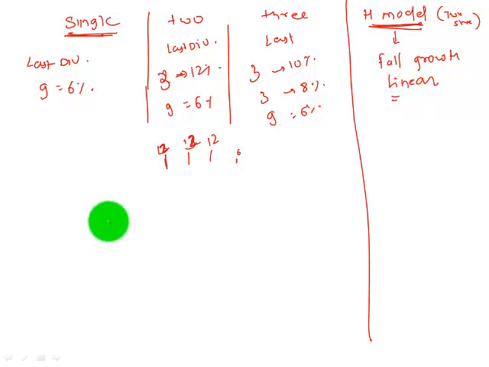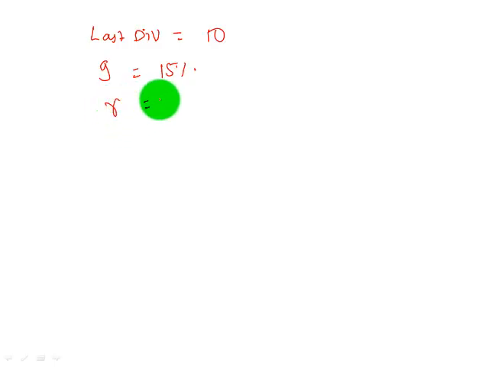And then of course, you can do an example here. Let's say the last dividend paid by the company was 10. Expected continuous growth rate is 15% and required rate of return is 20%. Find out the value of the stock. Which formula are you going to use here? Single stage, the Gordon growth model.